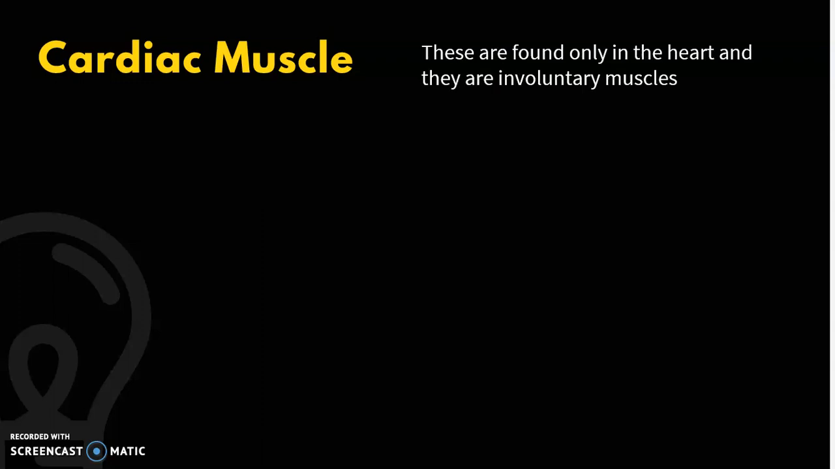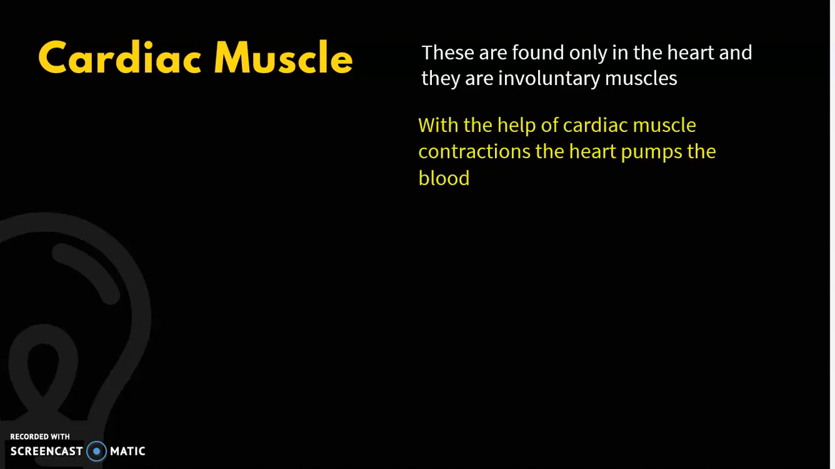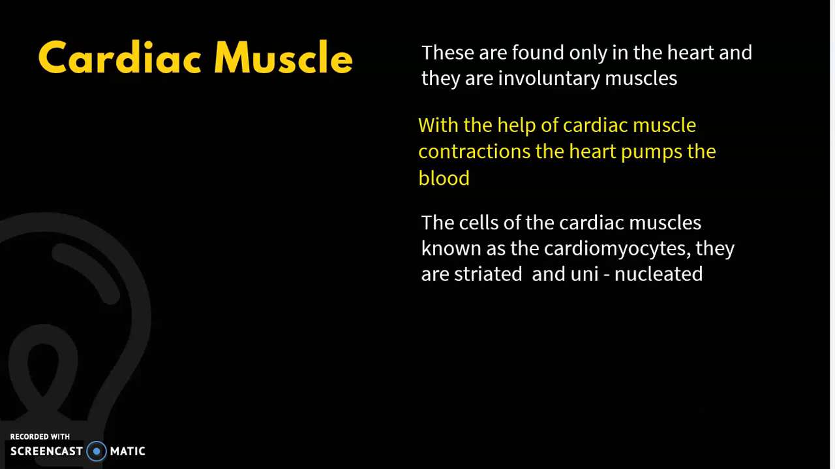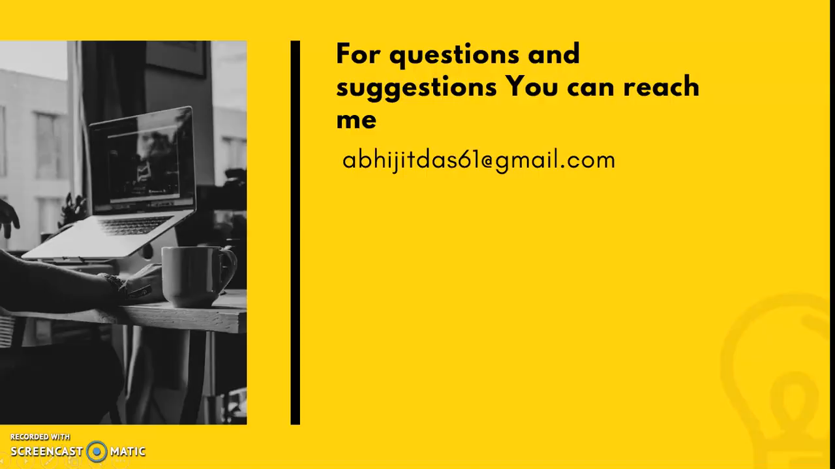Now coming to the cardiac muscle, these are found only in the heart and they are also involuntary muscle. With the help of cardiac muscle contraction, the heart pumps blood. The cells of the cardiac muscle, known as cardiomyocytes, are striated and uninucleated. So this is all about the muscle cells.